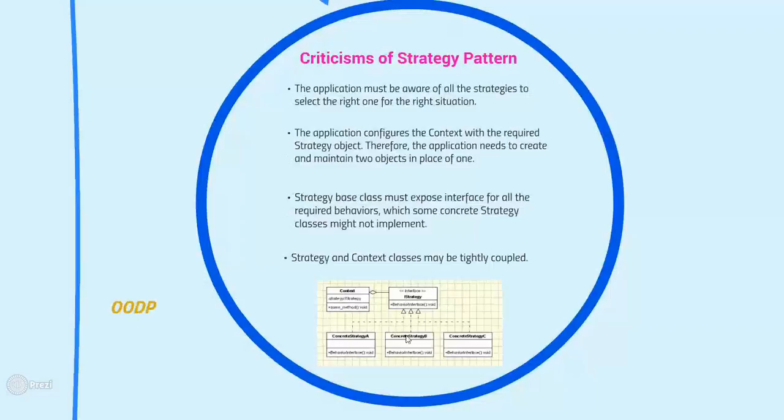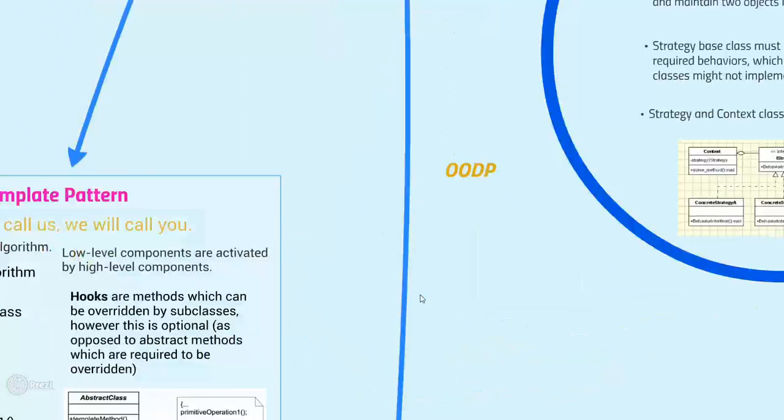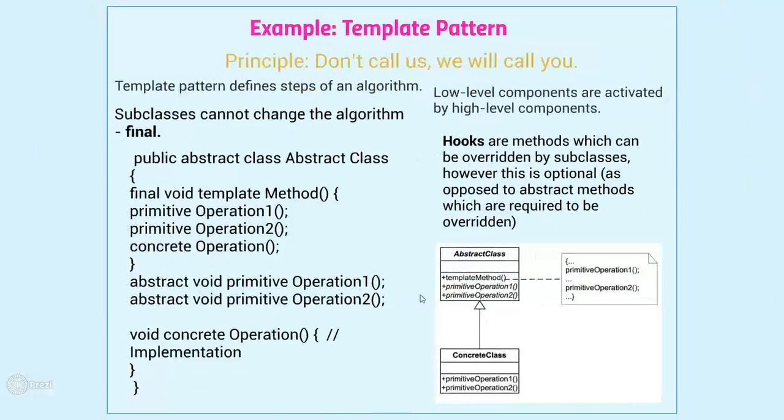As you see in this diagram, whatever methods the interface has, these concrete classes should use them. Maybe we don't need some of those methods in those child classes, but these child classes have to implement those methods. And also the strategy and the context class might be tightly coupled. So that's it.